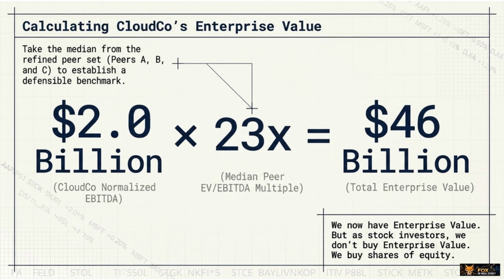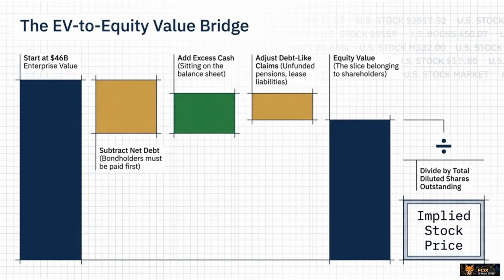But here's the thing. As stock investors, we don't actually buy enterprise value. We buy shares of equity. So the big question is, how do we get from that massive enterprise value down to a per-share stock price? To do that, we use what's called an enterprise value to equity value bridge. We just walk right down these exact steps.